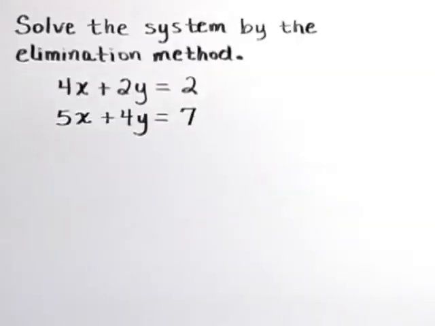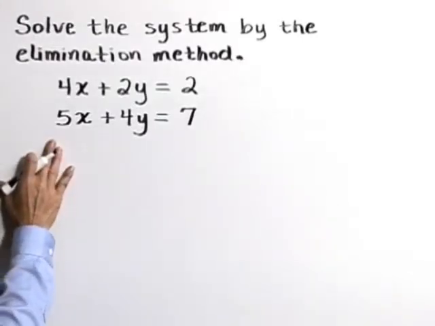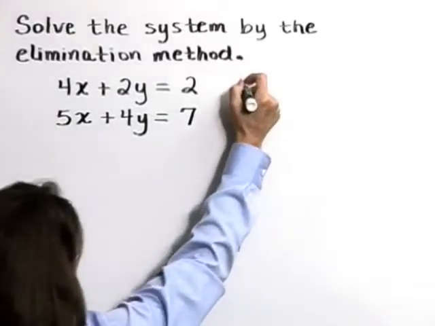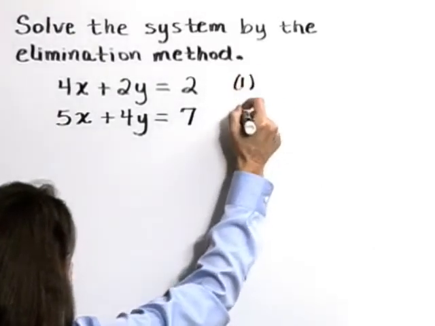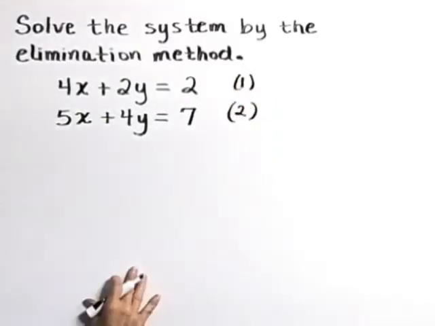Solve the system by the elimination method. Here we have the equations 4x plus 2y is equal to 2 and 5x plus 4y is equal to 7. I'm going to start by identifying these equations as equations numbers 1 and 2.